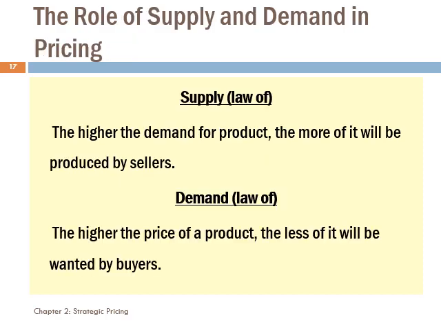There are other ways people have tried to price things in the past. For example, we have the role of supply and demand that can dictate price. The law of supply is the higher the demand for a product, the more of it will be supplied by producers, right? So if the economy is demanding a high level of butter, those sellers or producers will produce more butter as a result of the demand. We also have the law of demand, which suggests that the higher the price of the product, the less of it will be wanted by buyers.